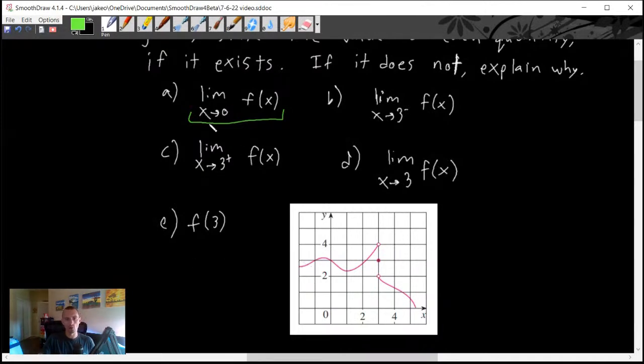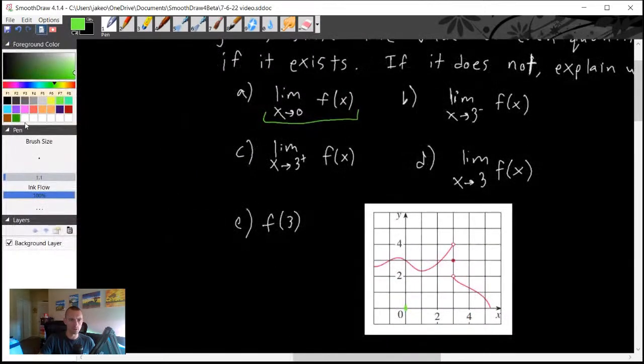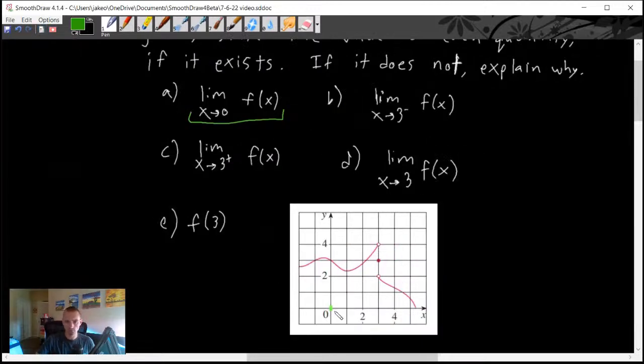So we want to look at when x approaches 0. So first thing you want to do, look at your x-axis, find the number that x is approaching. In this case, x is approaching 0. So let me grab a darker color here. X is approaching 0. So that's right here on our x-axis. Basically what we want to do is draw a vertical line from there. Basically imagine looking at all x equals 0 values. That gives us this right here.